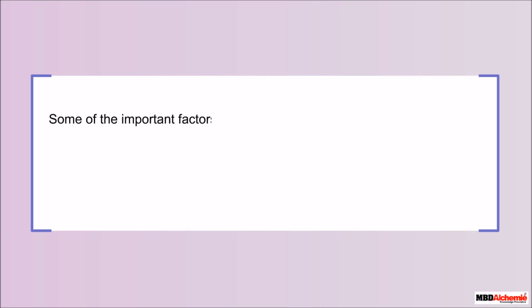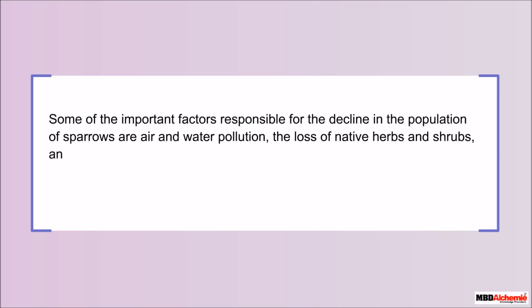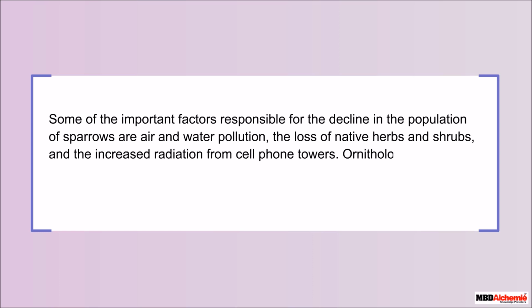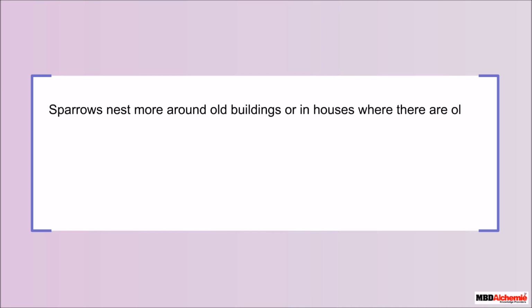Some of the important factors responsible for the decline in the population of sparrows are air and water pollution, the loss of native herbs and shrubs, and the increased radiation from cell phone towers. Ornithologists have cited the growing shift towards urban landscape to be the cause of the decline in the sparrow population. Sparrows nest more around old buildings or in houses where there are old electricity meters, kitchen gardens, shrubs, etc.